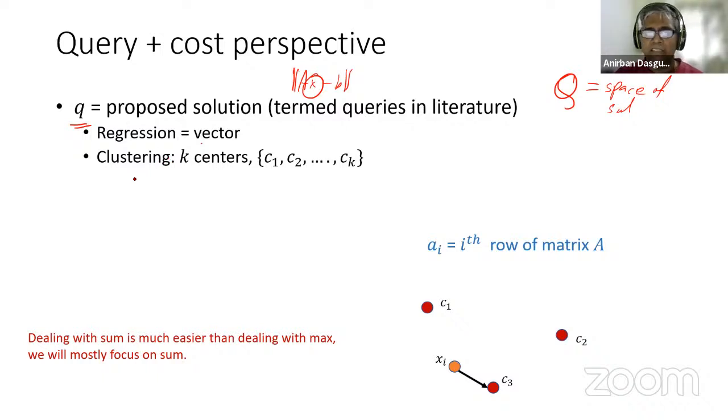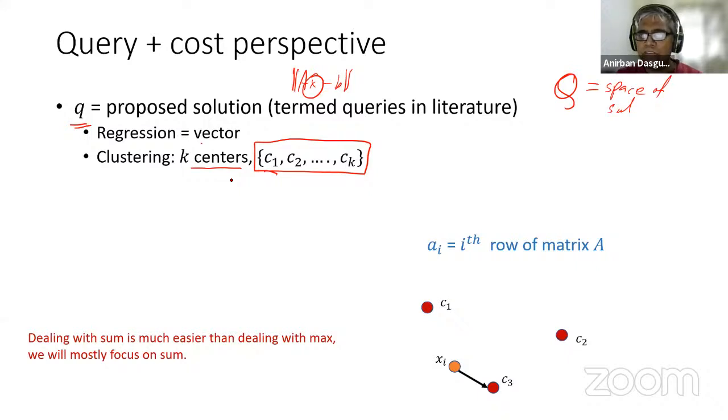When you're doing clustering, if you're clustering a bunch of points, suppose you're doing a center-based clustering, either k-center or k-median or k-means. These are called center-based clustering. And in the case of clustering, one proposed solution is a set of k centers. This set of k centers is a proposed solution.